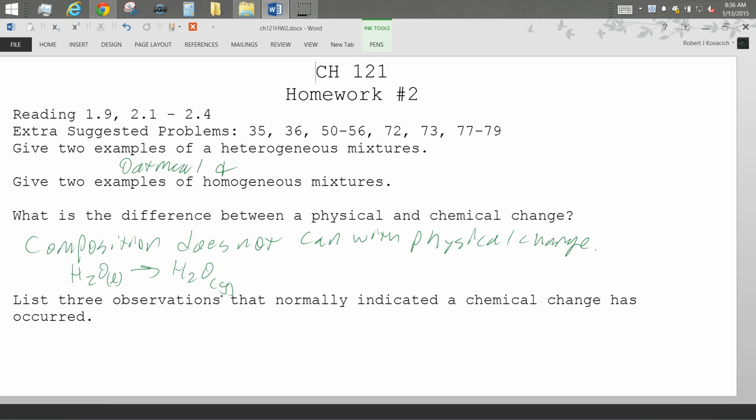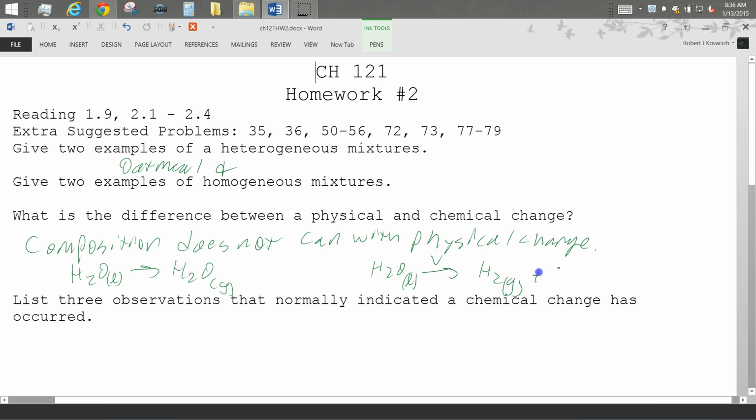And the chemical change would be if I took, say, liquid water and I applied voltage to it, electricity, and I separated the hydrogen gas out from the oxygen gas. And then I got two separate things on each side of the equation, so that's definitely a chemical change in that particular instance.